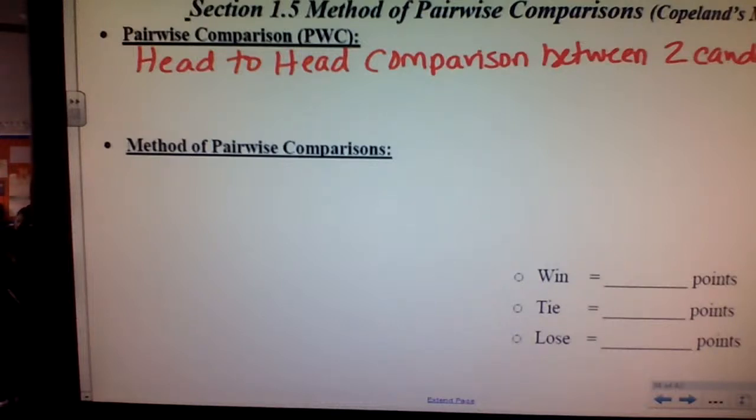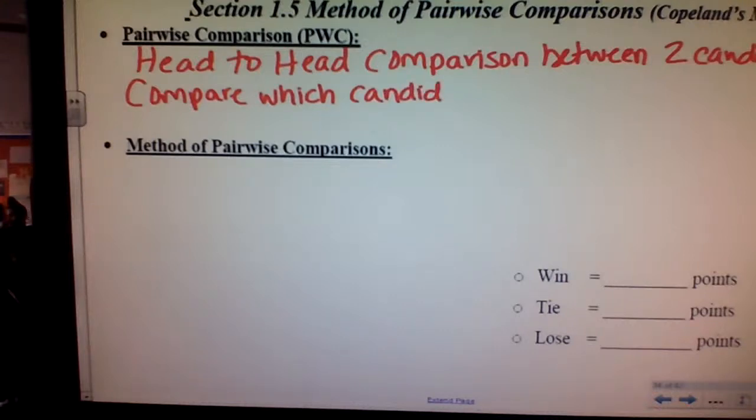So everybody that's running is going to have to play every other person. And we are going to compare which candidate is preferred.